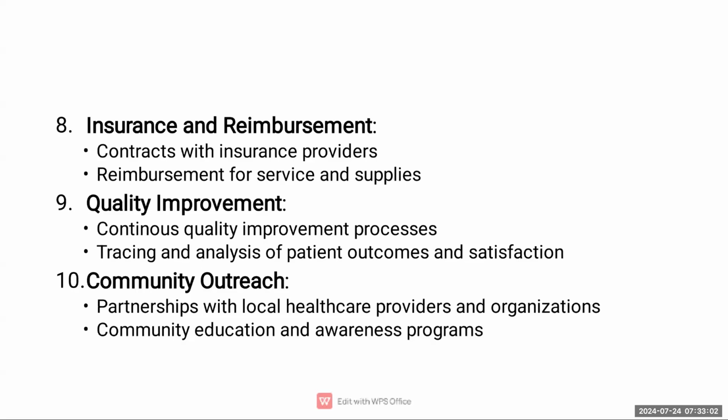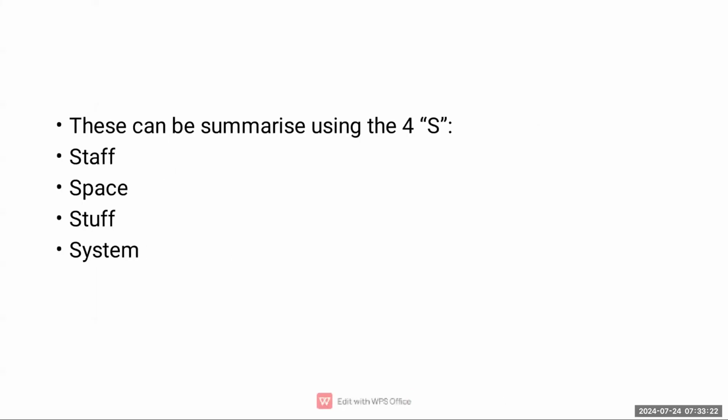And then there should be quality improvement, where there have to be continuous quality improvement processes, and you have to track and analyze at least some patient outcomes and satisfaction. Then the last is community outreach, where there has to be a partnership with local healthcare providers and organizations. Then all this can be summarized using the 4 Ss. We have the staff, the space, the stuff, and the system. So that's the end of the question.